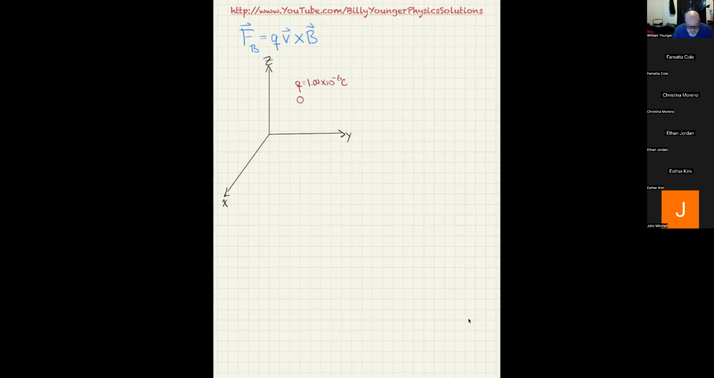And let's say that it is moving to the right with a velocity v equal to, let's keep the numbers simple, let's say 4.00 times 10 to the 5th meters per second j hat. Okay, that means it's moving parallel to the x-axis.